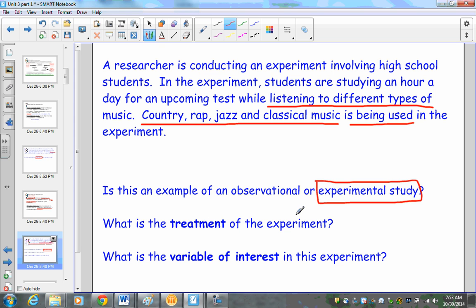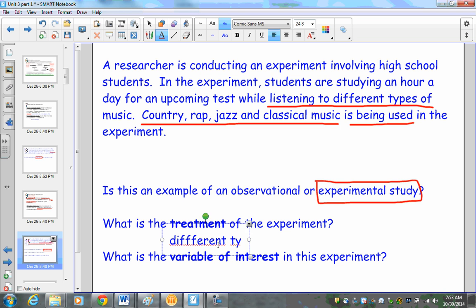Now, what is the treatment of the experiment? The treatment of the experiment is going to be the different types of music. Okay, that is the treatment.